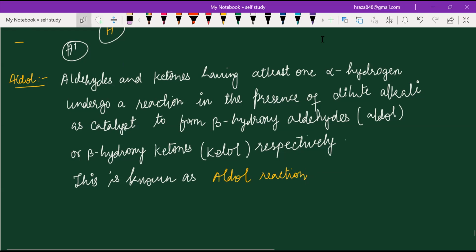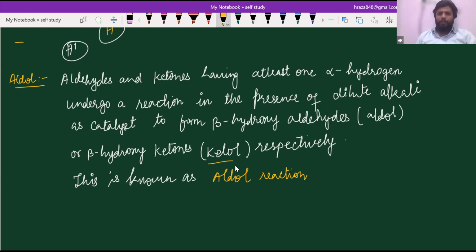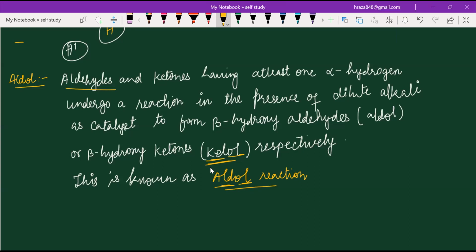Done, sir. Sir, is a ketone reaction also called an aldol reaction? For ketone, we call it ketol. And for the aldol reaction, wait a minute. Basically we are going to deal with aldehyde, so ald plus ol. I will explain this at the end of the reaction. You will see, that depends on the product. Aldol: ald for aldehyde, ol for alcohol. And ket for ketone and ol for alcohol. Okay, Zaid? Okay, sir.